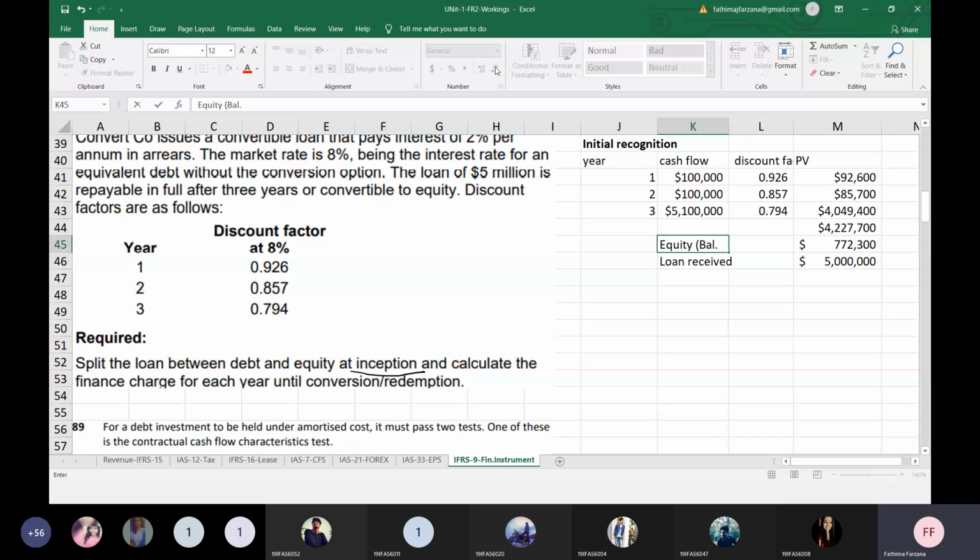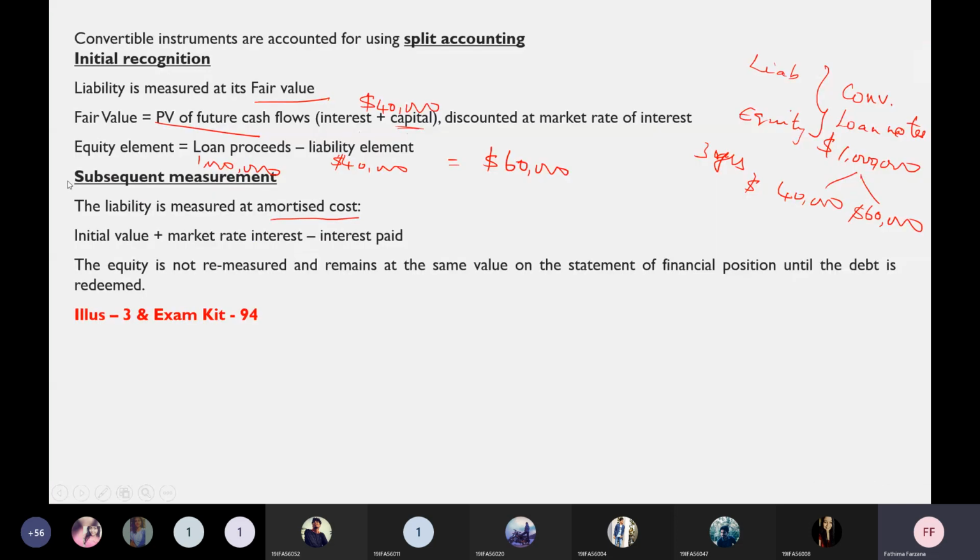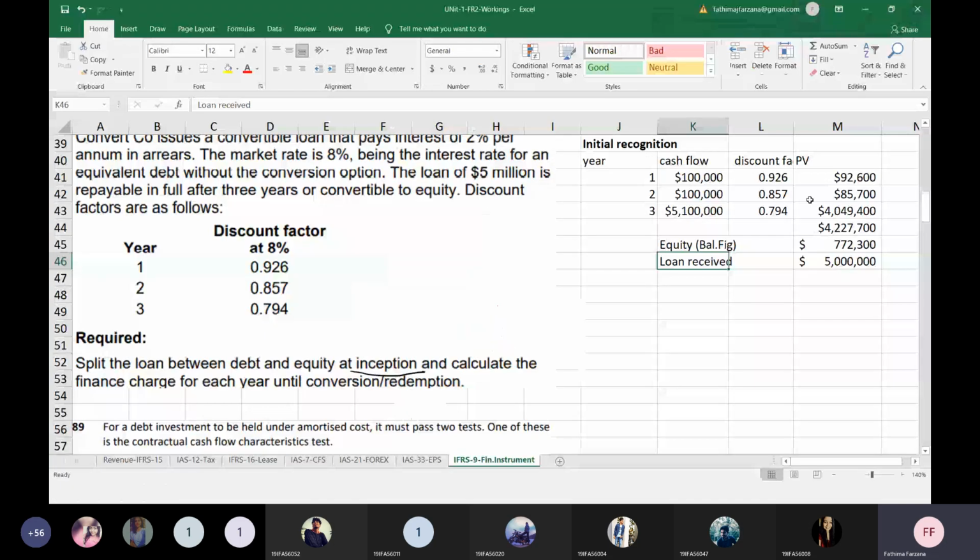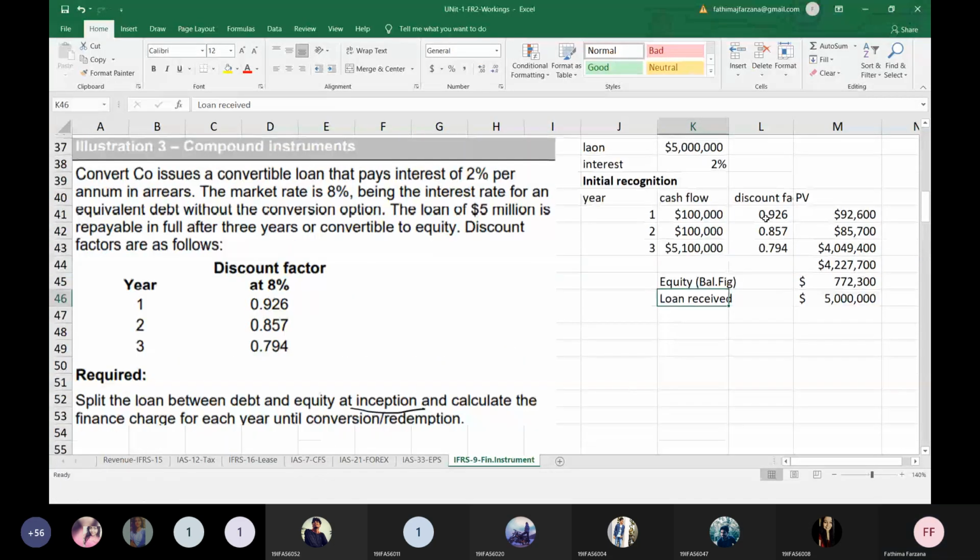Let us see the theory once again and come back. You'll understand. Okay, this is what they are. Split the loan between debt and equity at inception. How will you split? Like this. See, liability is measured at fair value. How do you measure fair value? Present value of future cash flows discounted at market rate. This is what I've done. Discounted at market rate. Yes.